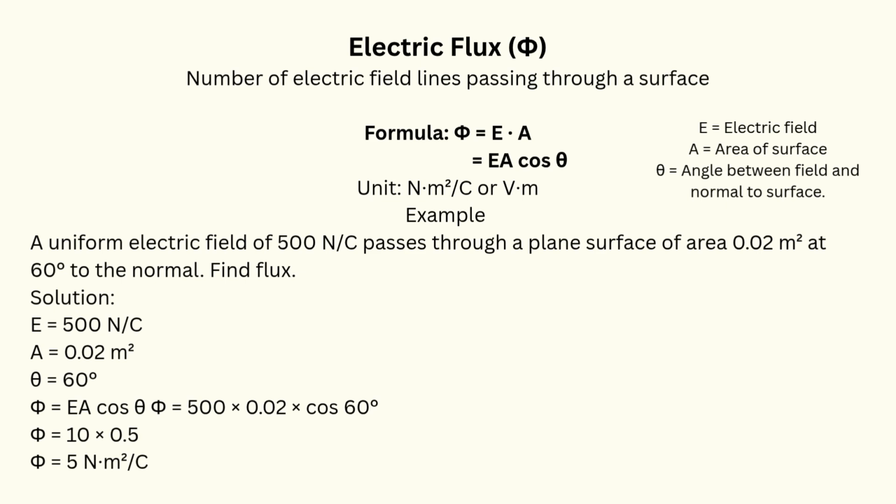Electric flux is the number of electric field lines passing through a surface. Formula for flux is EA cos theta, where E equals electric field, A equals area of surface, theta equals angle between field and normal to surface. A sample problem to find flux. Using the values given, the flux is calculated to 5 Newton-meter squared per coulomb.